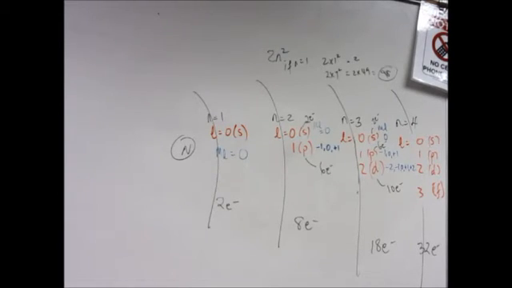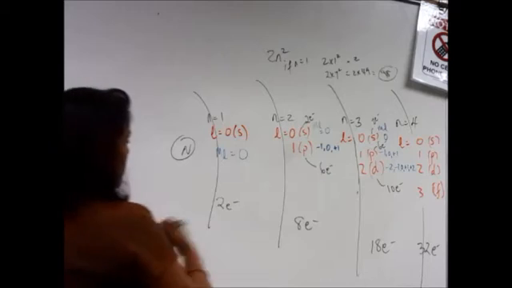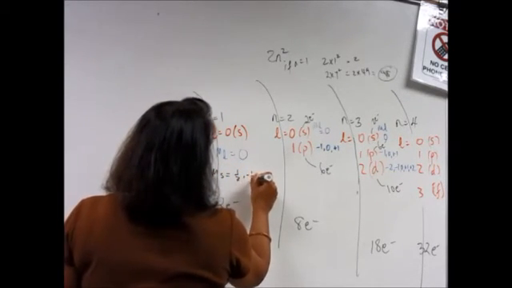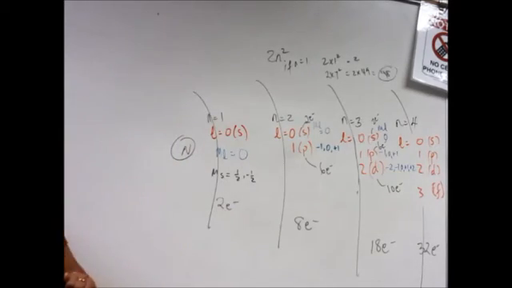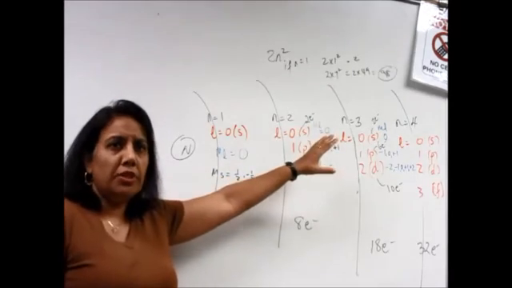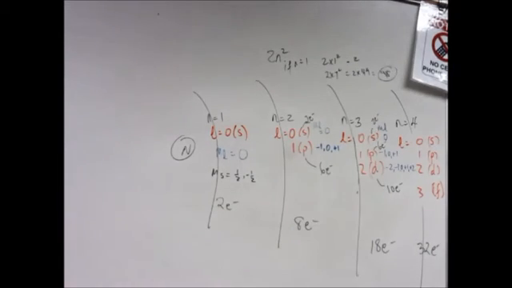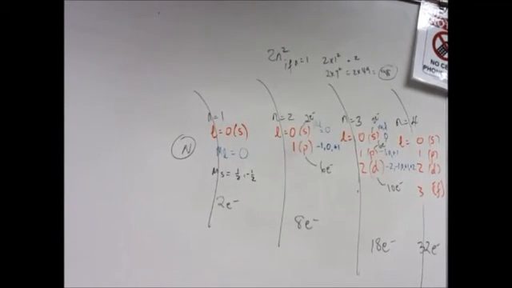So if I were to write the ms number here, it would be plus half and minus half. The ms for here is going to be hard for me to write because it's for each of the electrons, so there's no point writing all of that out. Good so far? All right.